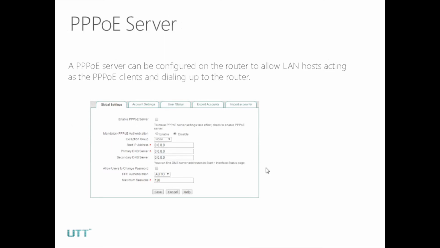Next is PPPoE server. A PPPoE server can be configured on the router to allow LAN hosts acting as PPPoE clients to dial up to the router. With this function, we could become a small internet service provider ourselves.